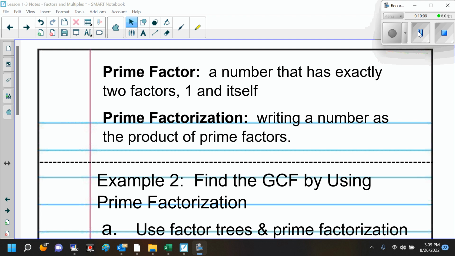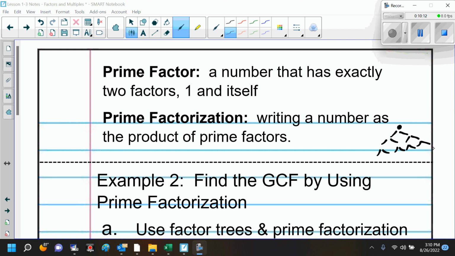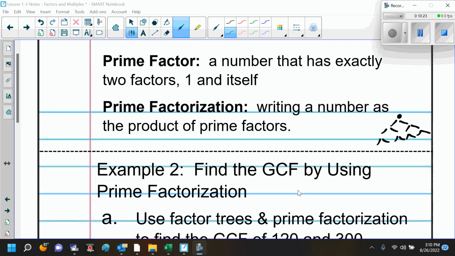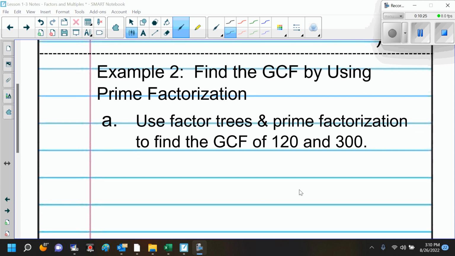Okay, very good. So this, you guys, if you remember, is the format of what the factor trees look like. And when you do the factor trees, that's what's going to get you your prime factorization. Okay? So example 2 says, find the GCF by using the prime factorization. We use factor trees and prime factorization to find the GCF of 120 and 300. So when we're using our factor trees, we want to break down the 120 all the way down to prime numbers. Okay?